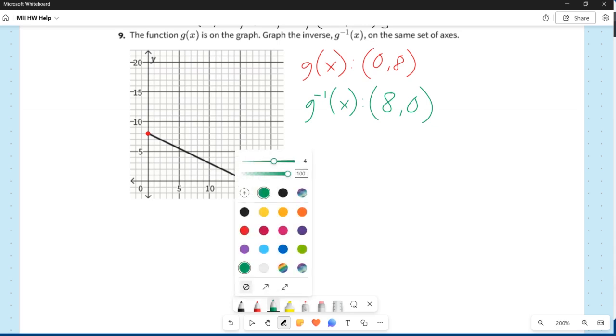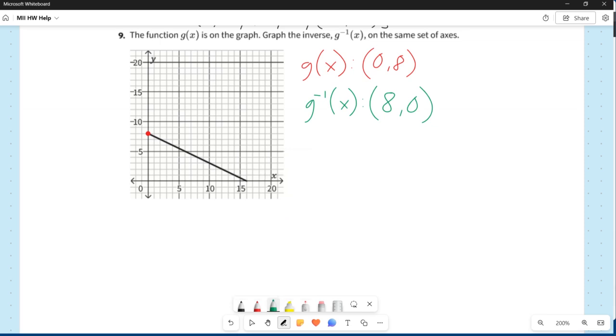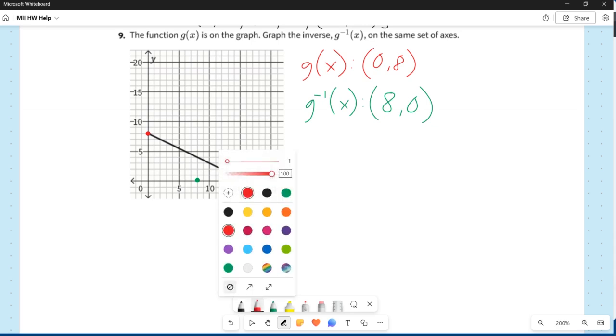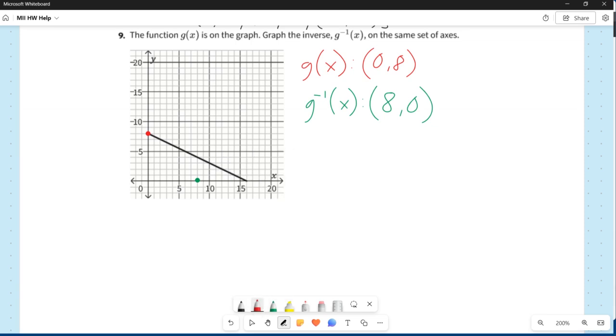So we can just go ahead and plot that. It's at least some information here. So 8, 0 is right there. So that green dot is on our line. Well, there was nothing special about our y-intercept here. We could actually choose any point we want. So going back to g of x, going back to our original function, we could also choose the x-intercept. That point is just as valid as any other point.